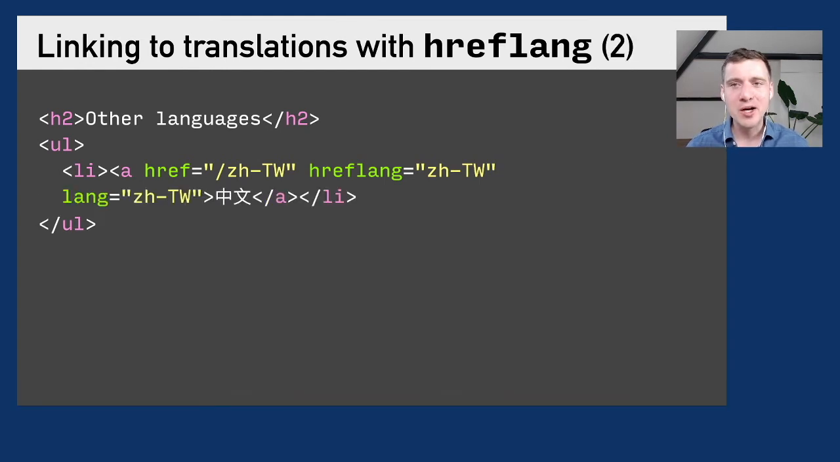If you write in Chinese that this is the Chinese version, then you can also combine it with the lang attribute to say the link name is also in Chinese. So the page that you're linking to is in Chinese, and also the link itself is written in Chinese. So you can combine hreflang and lang in one element if you wanted to.